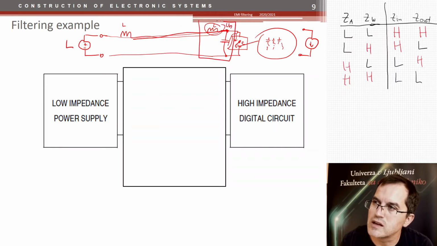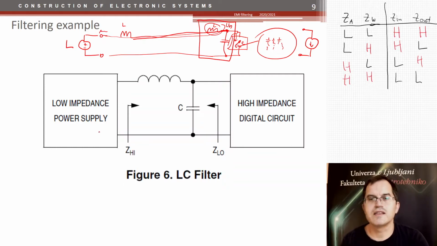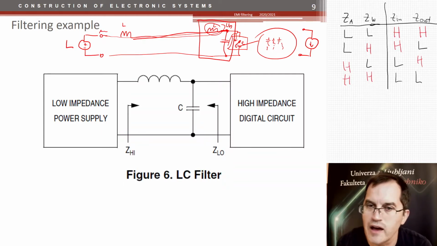But that's only if this voltage source with low impedance has some noise also present, we might use another coil here. But nevertheless, this is the filter we should use: a filter with an inductor on that side and a capacitor on the other.